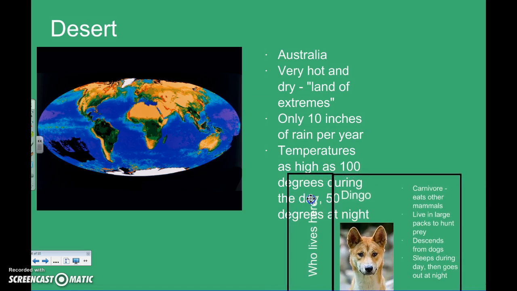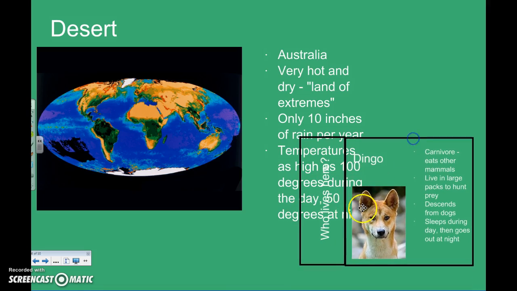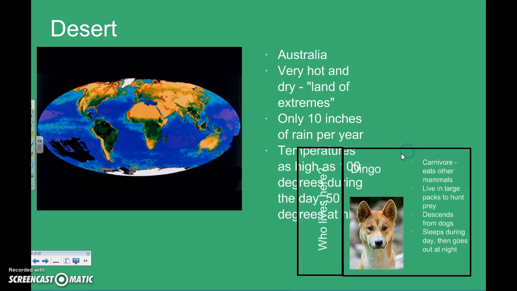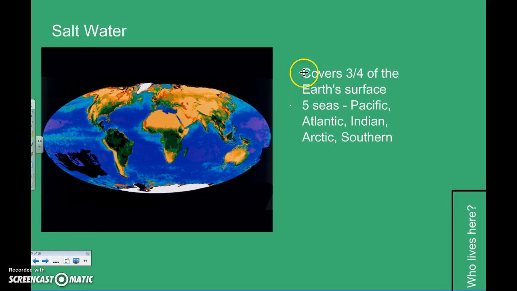And we have the dingo. The dingo eats other mammals, and they live in large packs to hunt. So they're not on their own. They have their family members to help them out. And they descend from dogs. They sleep during the day, and then they go out at night just because it's so hot. So the fox and the dingo, they have a lot in common if you remember the scratch that we just did.